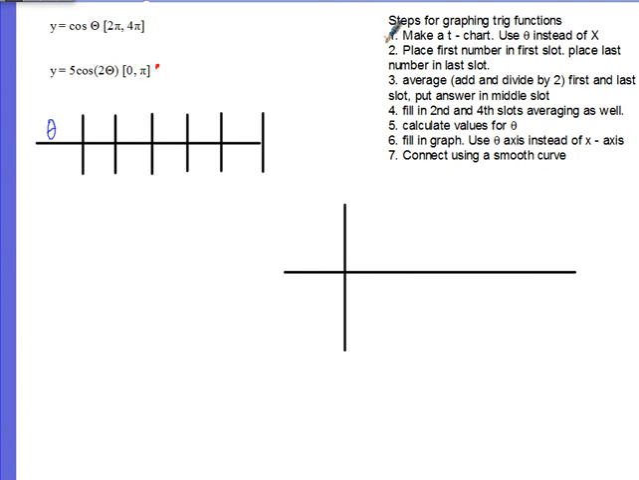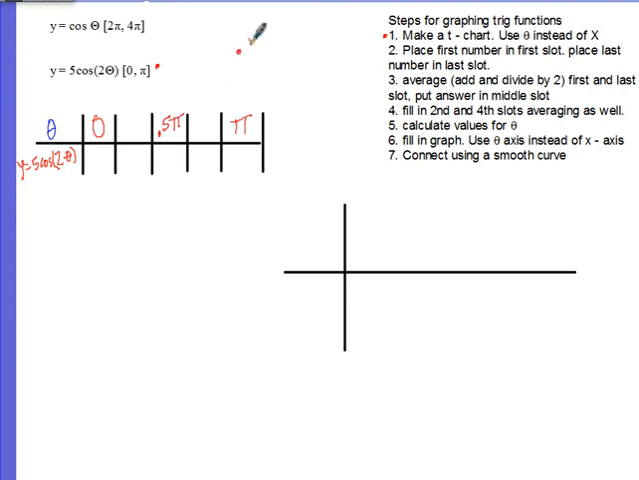So I made a t-chart, I used theta. So y equals 5 cosine, and then in parentheses 2 times theta. Okay. Here's 0. Here's theta. And so what's half of theta? This is going to be 0.5 theta.